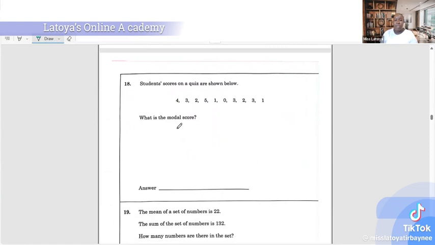Question 18. Students' scores on a quiz are shown below. What is the modal score? So if we see here, we only have 4 one time. We have 3, 3 times. We have 2, 2 times. We have 5, 1 time. We have 1, 2 times. We have 0, 2 times. So the modal score is going to be 3.